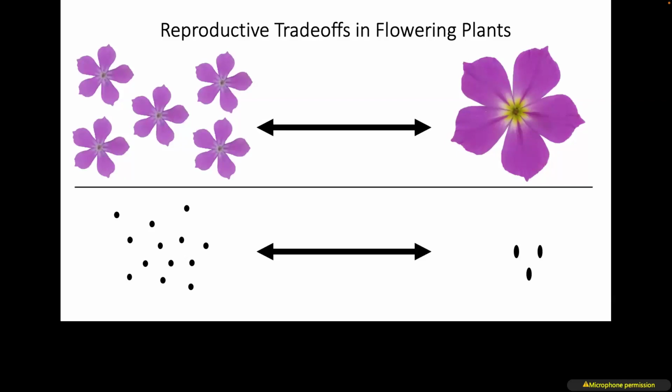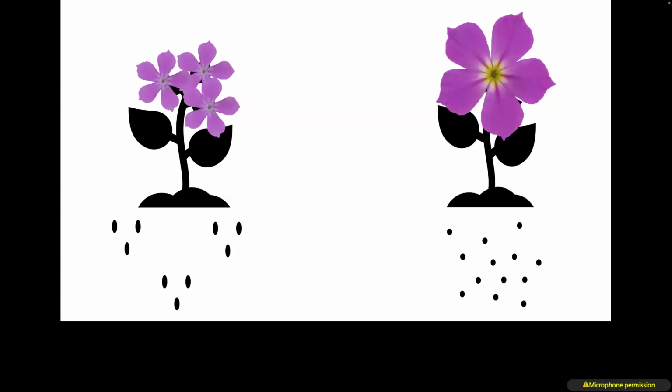But what's really interesting about these two trade-offs is that they actually correlate negatively, where individuals that are producing many small flowers tend to produce relatively few large seeds on a per flower basis, while plants that are producing large flowers tend to produce many small seeds on a per flower basis. And so we can think about this as these two reproductive strategies diverging, where individuals that are producing many small flowers are producing few large seeds. Individuals that are producing large flowers are producing relatively few with lots of small seeds per flower.